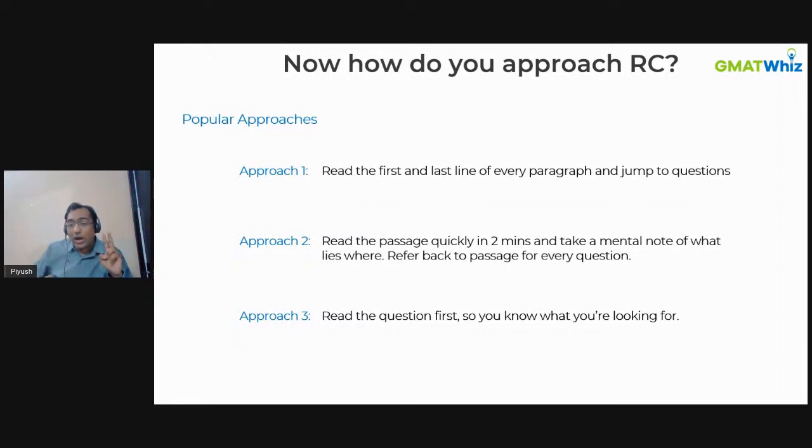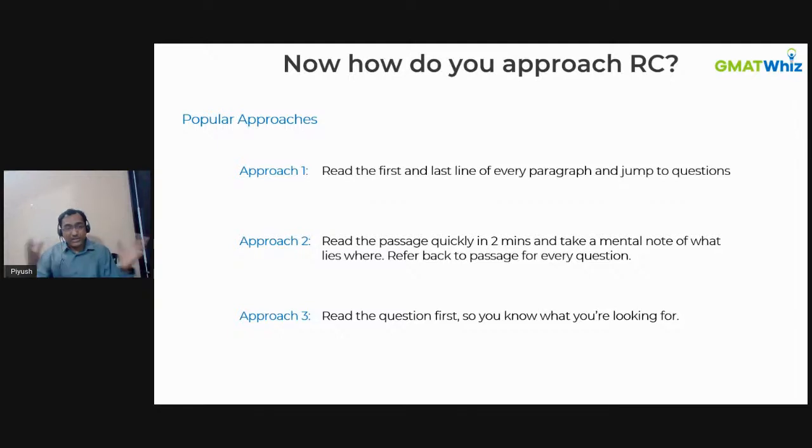Number two, you are wasting a lot of time on RCs, because even if you spend just 2 minutes on the passage, you probably feel that you have saved time. But what you don't realize is, for every question you have to refer back to the passage. So for every question you are spending 2 minutes. Okay, and there are 4 questions in a passage. You're probably spending 10 minutes overall.